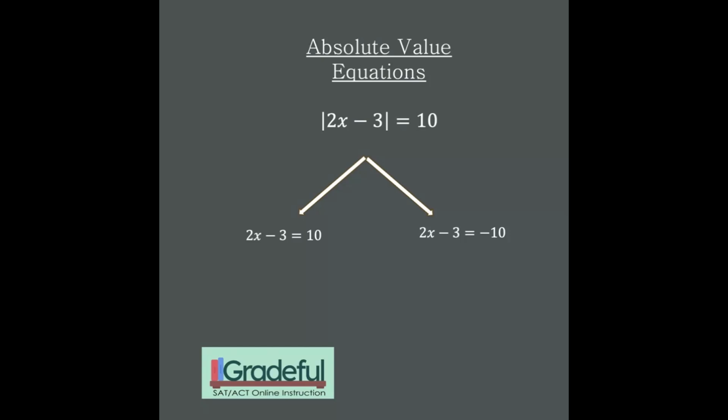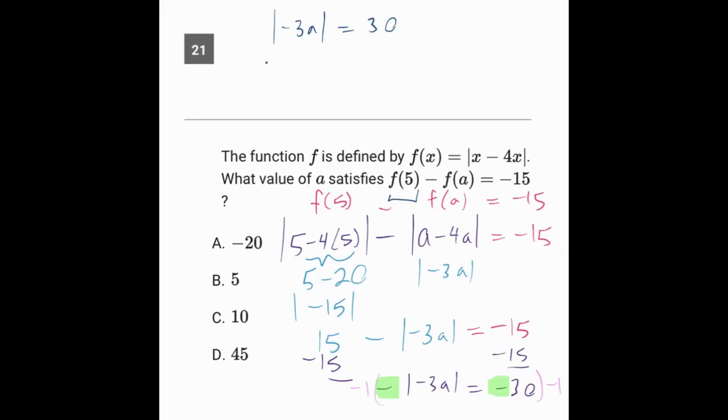Now to solve an absolute value equation, you have to split it into two scenarios. So in this example, it would be 2x minus 3 equals 10, 2x minus 3 equals negative 10. So for us here, this is negative 3a equals 30, and negative 3a equals negative 30. So we just took away the absolute value and set it equal to a positive and a negative.